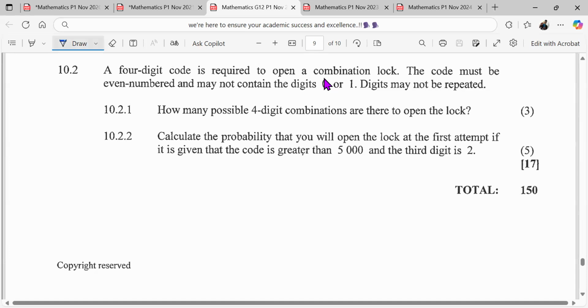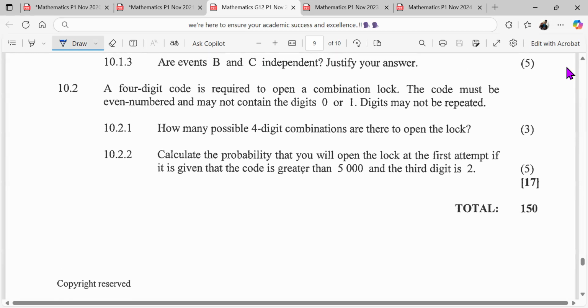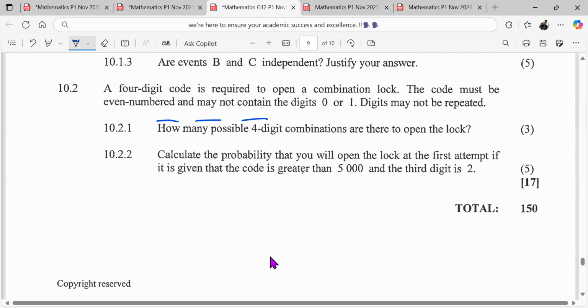Well, here is a four-digit code, like the one that you use on your cell phone if you're using a PIN, for instance. Well, I'm using a fingerprint. Nonetheless, a four-digit code is required to open a combination lock. The code must be even numbered and may not contain the digits 0 or 1. All right? Digits may not be repeated. So this means we are trying to perform four tasks in this case. So 1, 2, 3, and 4.